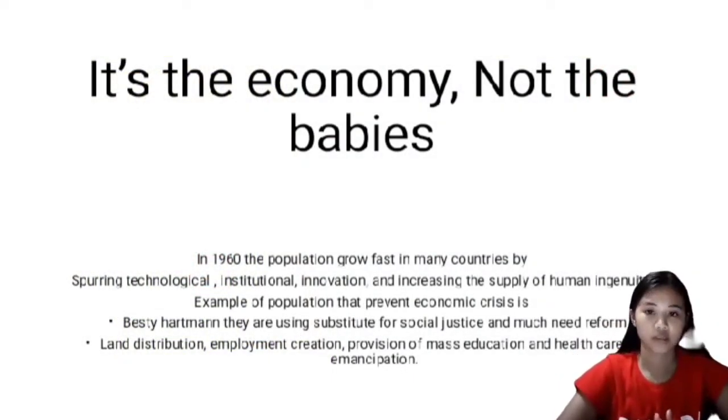It's the economy, not the babies. In 1960, the population grew fast in many countries, spurring technological innovation and increasing the supply of human ingenuity. An example of a population that prevented economic crisis is West Bengal. They are using it as a substitute for social justice and much-needed reform: land distribution, employment creation, provision of mass education, healthcare, and emancipation.